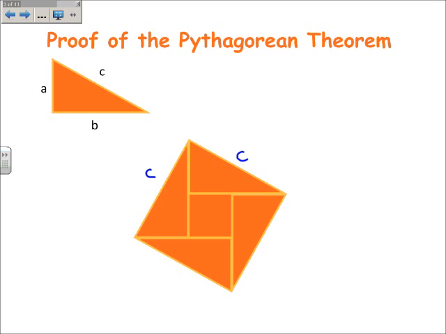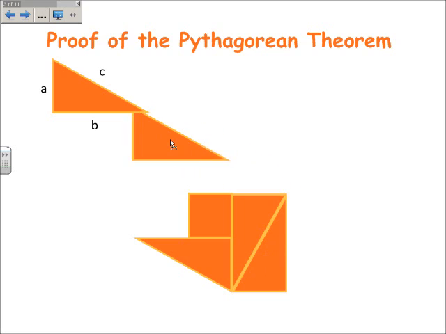So the area of this is c squared. These pieces together make up c squared. Keep that in mind. Now if I begin to move these lengths, the area is not going to change. So this big area is still equal to c squared. If I move this one as well, it's still equal to c squared.